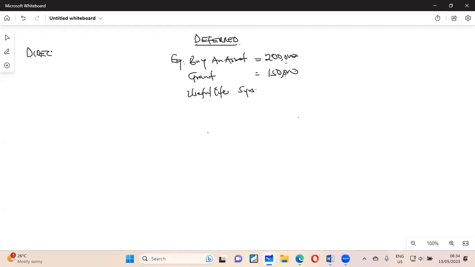So the direct one is saying that instead of treating the deferred concept, we are treating the direct method. The direct method is saying that I will treat the difference, which is the 50,000. Then this one will be my asset, because I was going to buy something for 200,000 and the government paid 150,000 for me. So the direct people are saying that instead of recognizing all those, I just spent 50. The rest was done by government. So they don't bring the government into their books. They just say they bought the thing at 50.